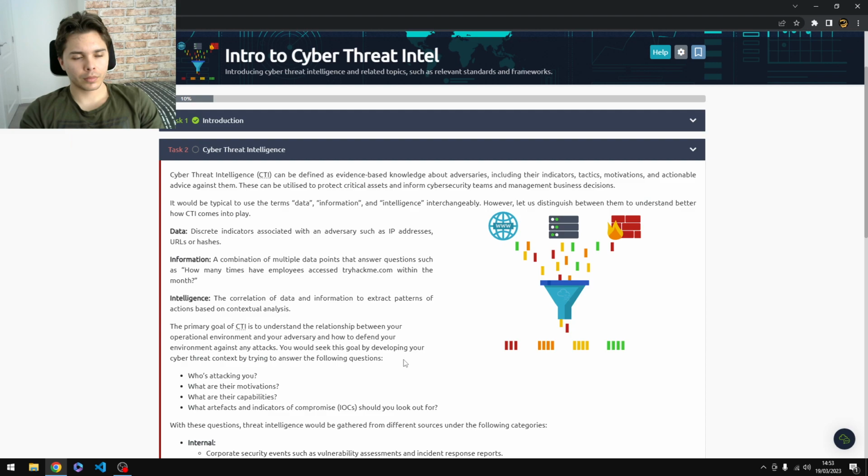Data: discrete indicators associated with an adversary such as IP addresses, URLs or hashes. Information: a combination of multiple data points that answer questions such as how many times have employees accessed TryHackMe.com within the month. Intelligence: the correlation of data and information to extract patterns of actions based on contextual analysis.